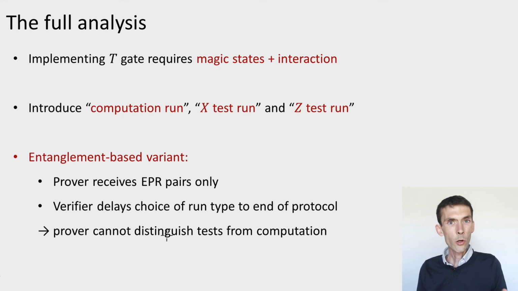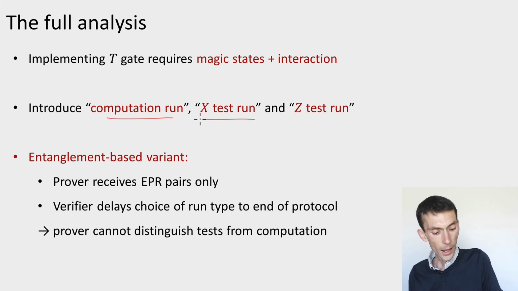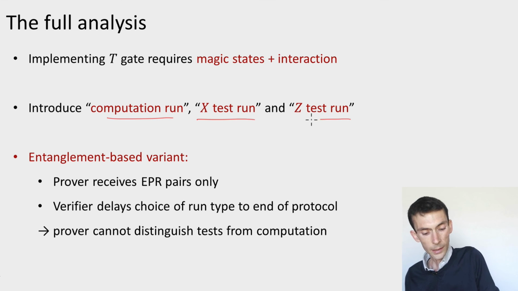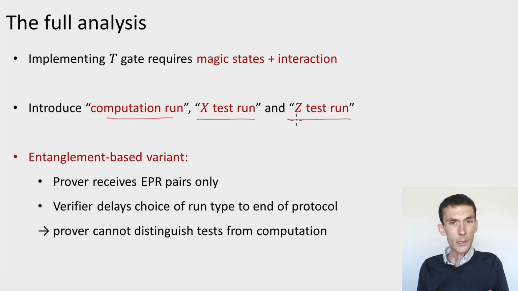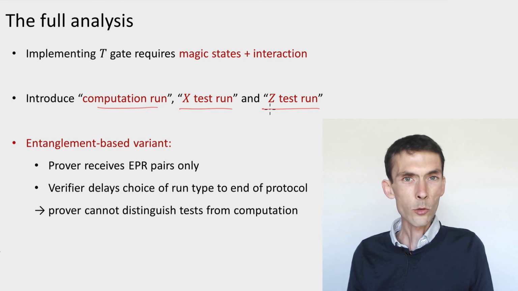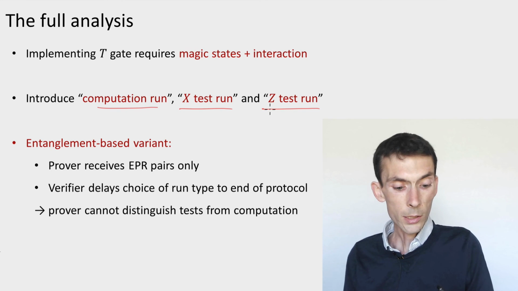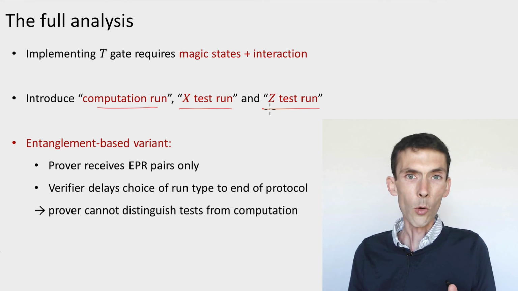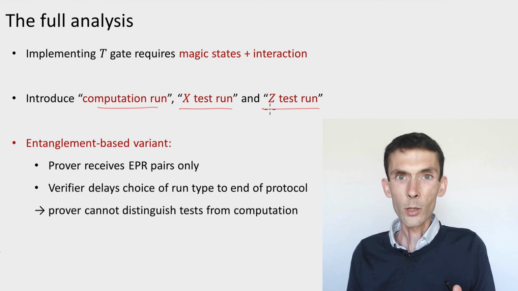Now, in order to ensure that we could verify that the prover is applying the circuit that it's supposed to apply, we had to introduce these computation run, test run in the X basis and test run in the Z basis. And in these test runs, what we do is that we exactly control what's going on. We apply the identity circuit without the prover noticing that we're applying the identity circuit. This enables us to check that the outcome of the computation is the correct outcome. Now, the last piece in putting the analysis together is to argue that this prover cannot distinguish which type of run is being performed. And I kind of told you that this was the case before.